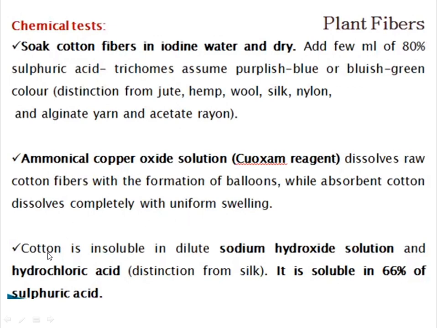Next, cotton is treated with sodium hydroxide solution and hydrochloric acid. Cotton is insoluble in dilute sodium hydroxide solution and hydrochloric acid, so it acts as a distinction test from silk, and it is soluble in 66% sulfuric acid. It is insoluble in sodium hydroxide and hydrochloric acid, whereas it is soluble in 66% sulfuric acid.